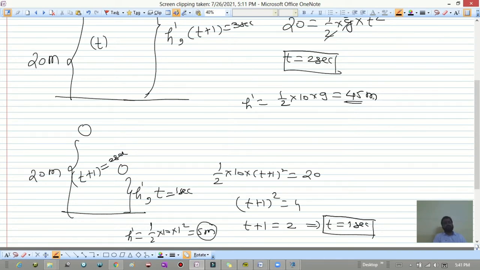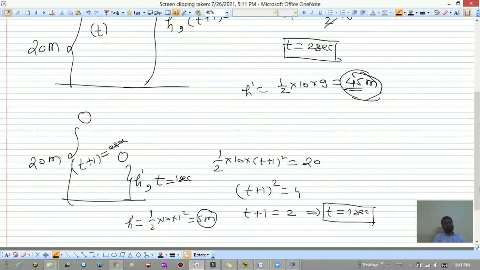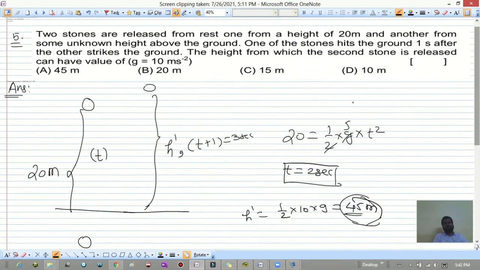So these two possibilities are there. That is, the answer for this question is 45 meter also possible and 5 meter is also possible. But in the given options, only the 45 meter is given. If they would have given 5 meter as E, then you have to mark 5 meter also as the correct answer. So I hope this is clear. It is very simple, right?